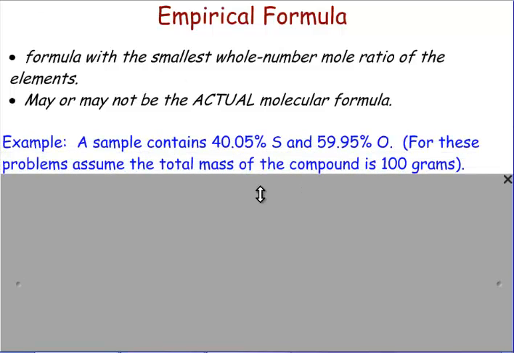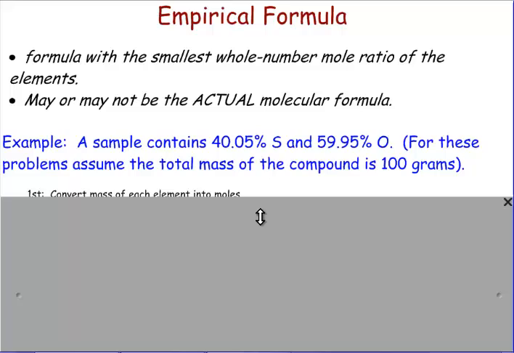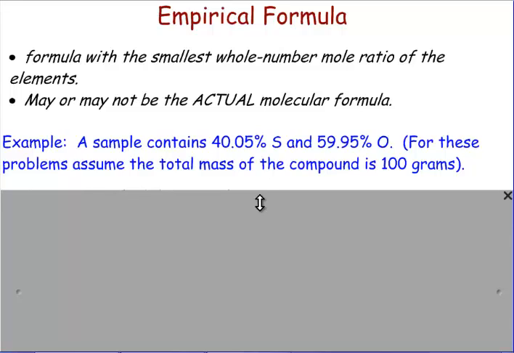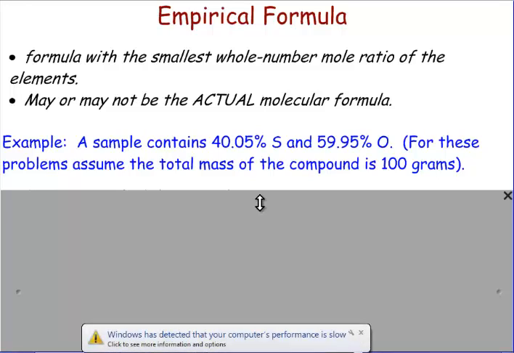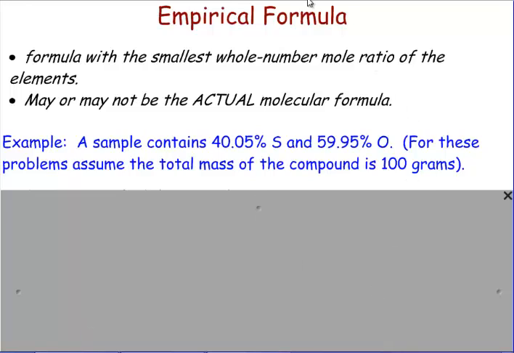Okay, so here would be an example problem. You'll notice that an example problem contains percentages, so we use those percent compositions to help us determine the empirical formula of a substance. So let's say we have a new sample that we found in the lab, and it contains 40.05% sulfur and 59.95% oxygen. Now for all of these problems, I'm going to highlight this because this is really important. That's not highlighting.